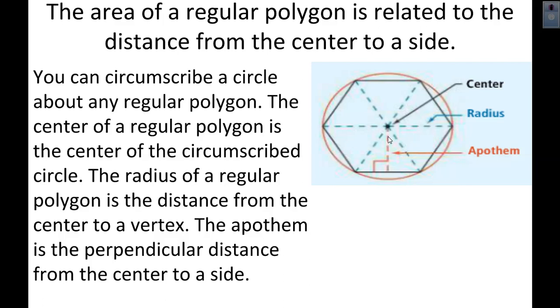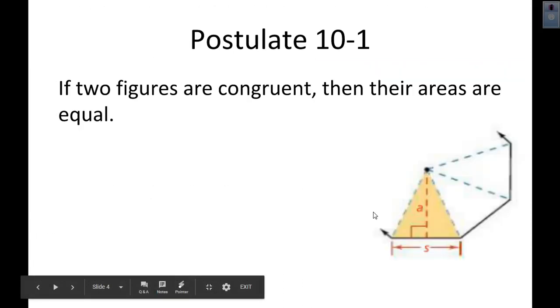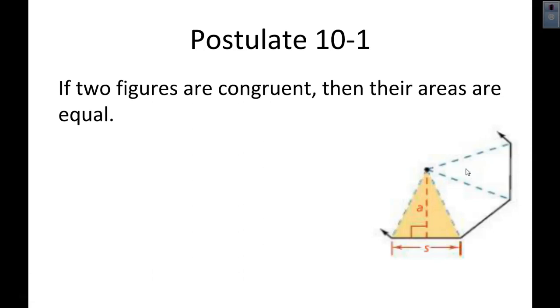Now, in a regular polygon, as many sides as we have, we have that many congruent triangles around the center. And so the apothem is the height of that one triangle, not the height of the polygon, but the height of the one triangle. Now, postulate 10.1 says if two figures are congruent, their areas are the same. So if we have 8 sides in our polygon, that means we have 8 congruent triangles. Therefore, we have 8 congruent areas.